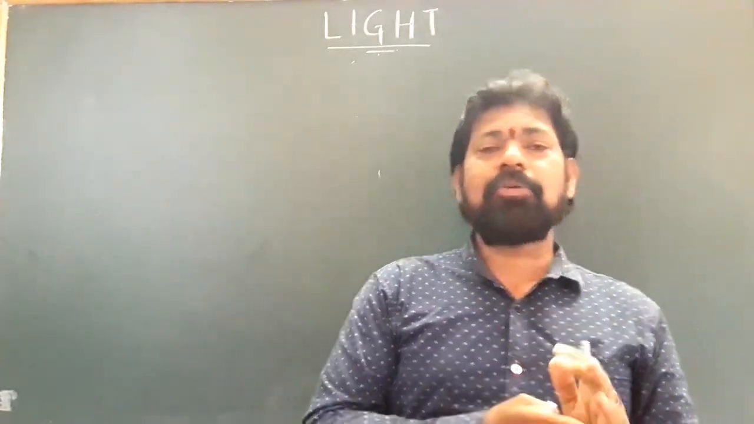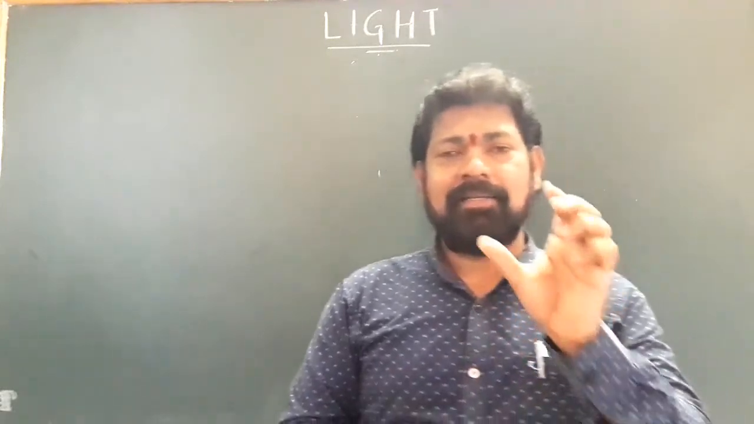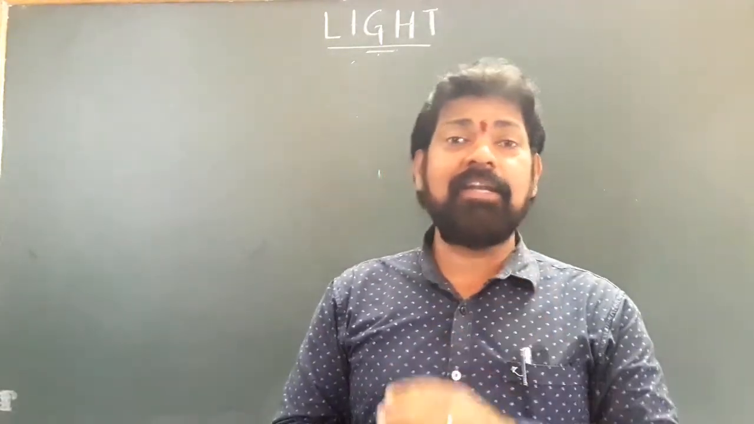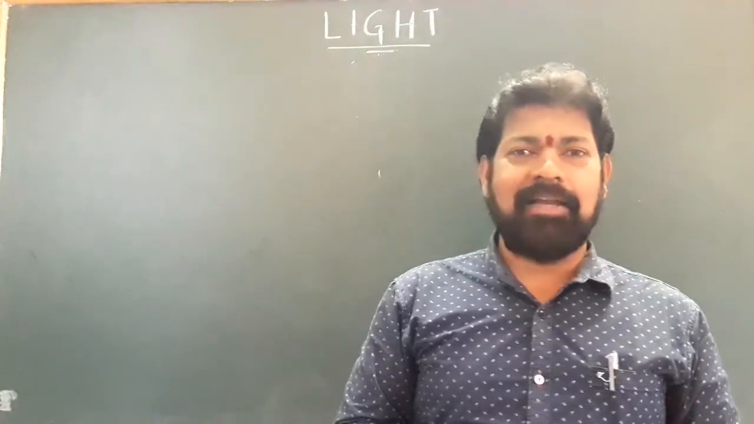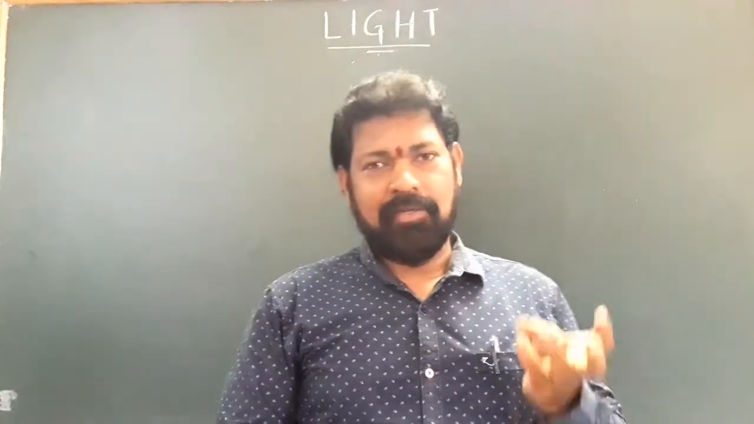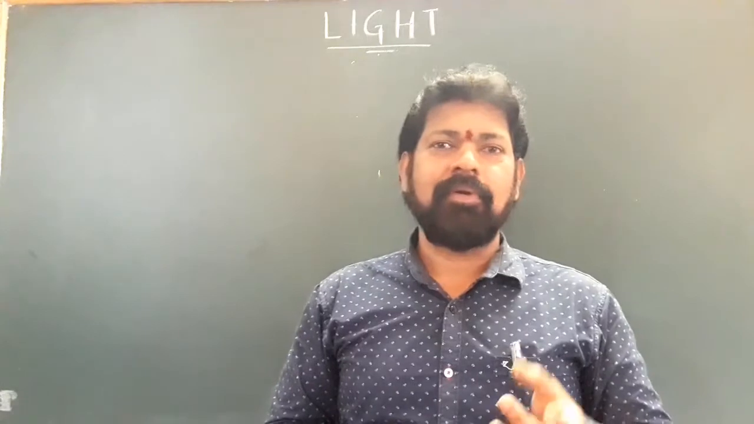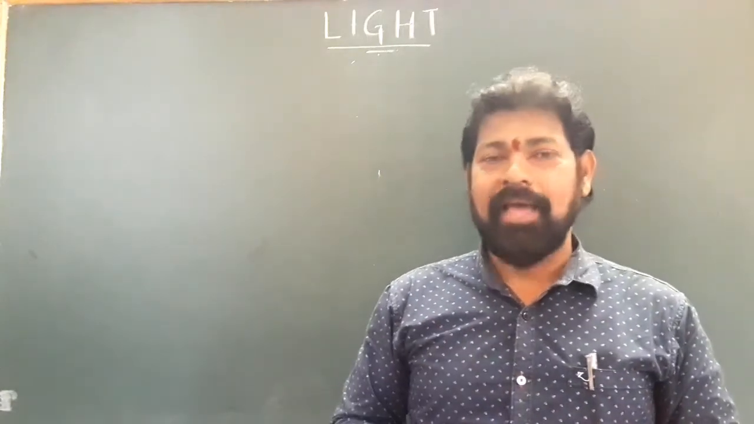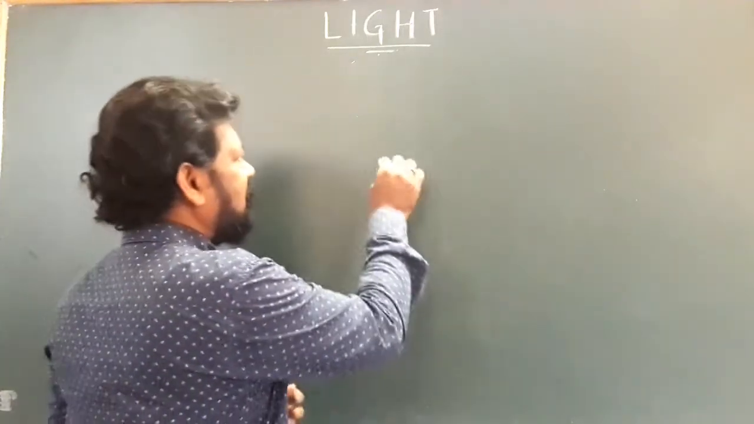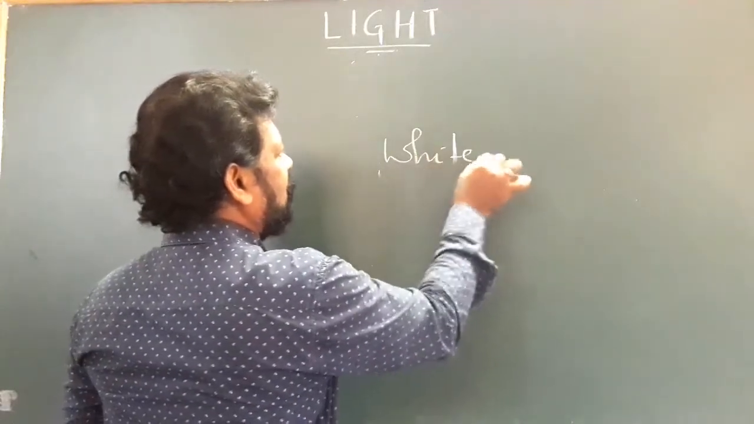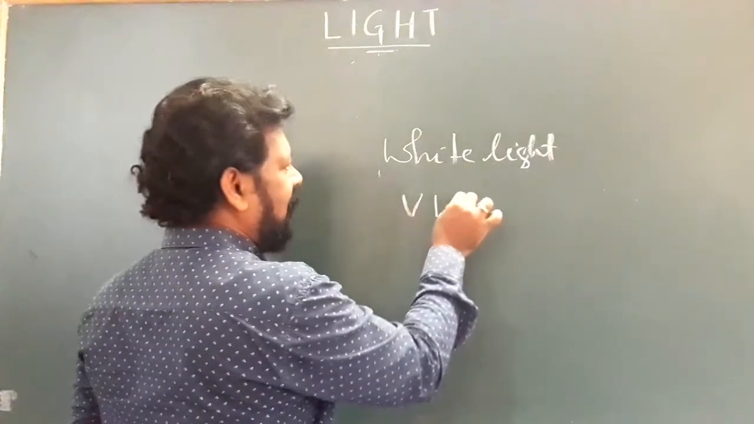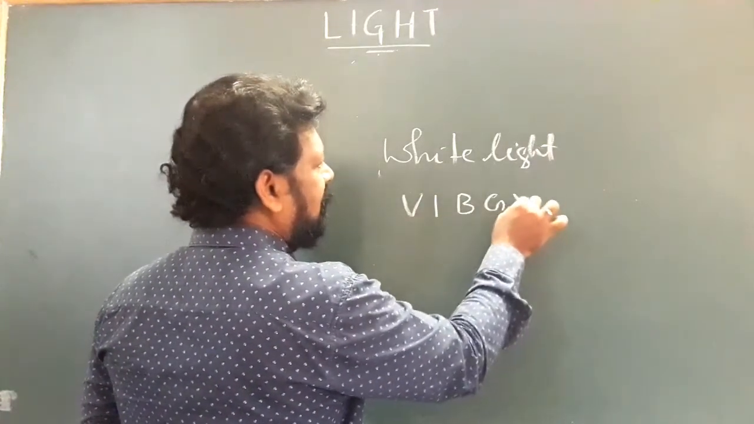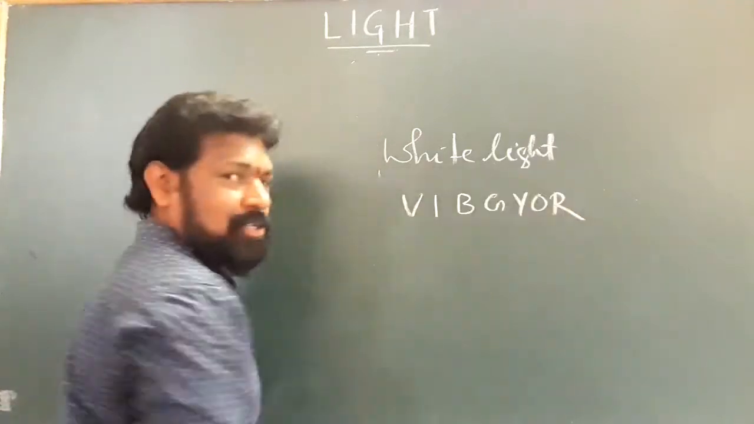It was Newton who found that light is composed of 7 different constituents. A total of 7 different colors are composed together to form white light. And these 7 colors are violet, indigo, blue, green, yellow, orange and red. So let me write: white light is a combination of violet, indigo, blue, green, yellow, orange and red.